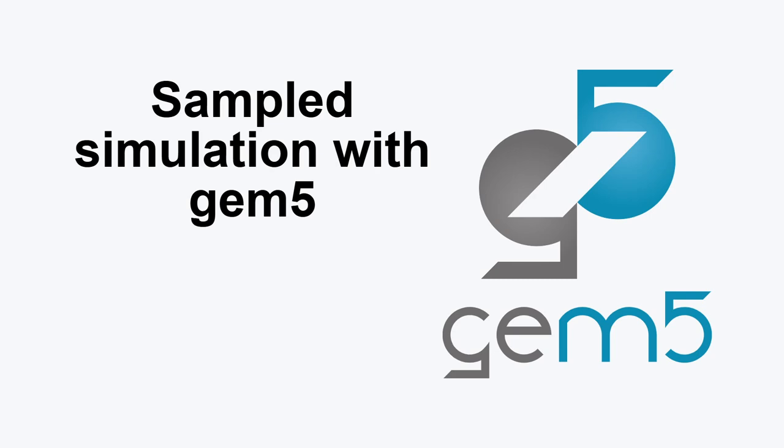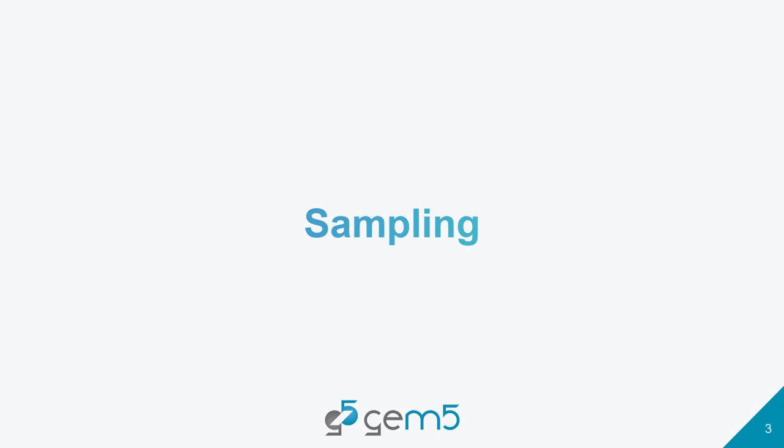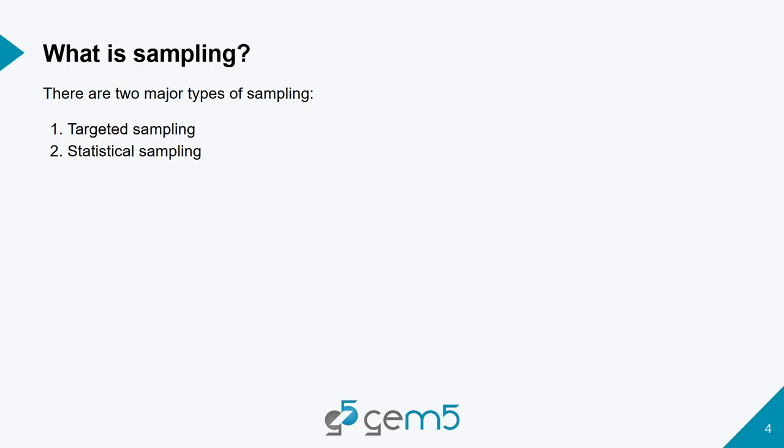So in this section, we're going to talk about how to do sample data simulation with gem5. At the end of the last section, we raised a question: what if our ROI is too large? One of the solutions to this problem is that we can do sample data simulation, which has two major types of sampling. The first one is targeted sampling, and the second one is statistical sampling.